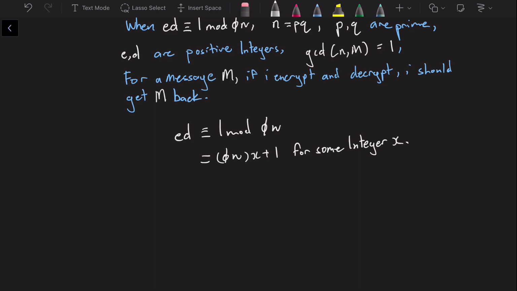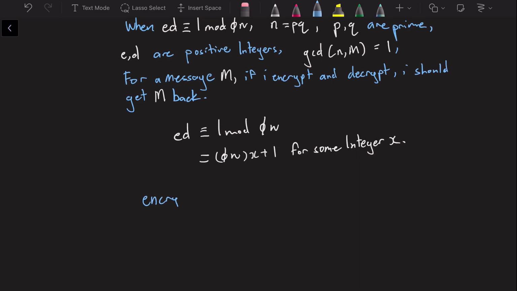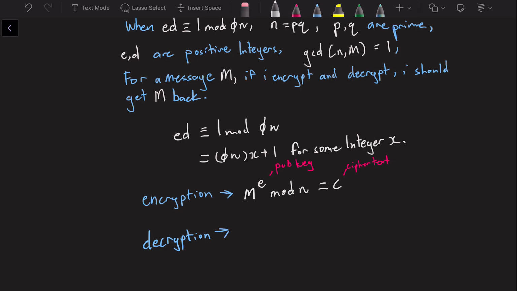So now let's look at encryption. To encrypt, we take the message m to the power of e mod n to get c, where e is the public key and c is the ciphertext. To decrypt, we take the ciphertext c to the power of the private key d mod n, and we get m.